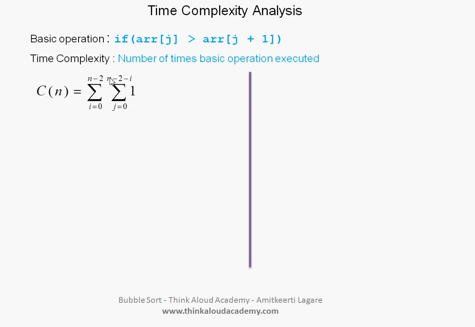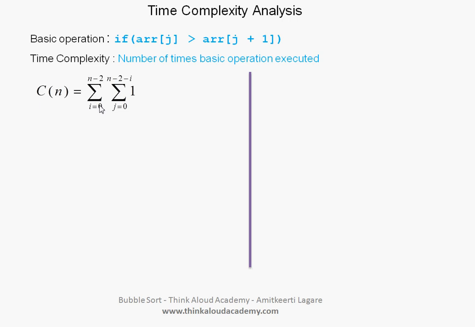If you look at the number of times this basic operation gets executed, you will see that in the inner for loop, since j goes from 0 to n minus 2 minus i, for each of the inner for loops this basic operation would get executed once, and the outer for loop goes from i equal to 0 to n minus 2.